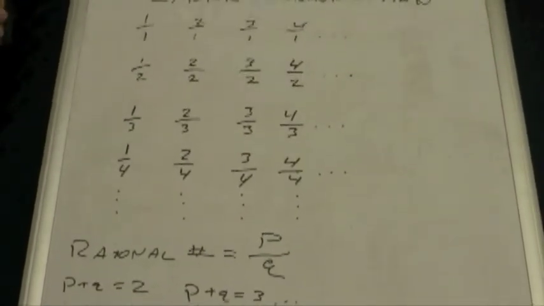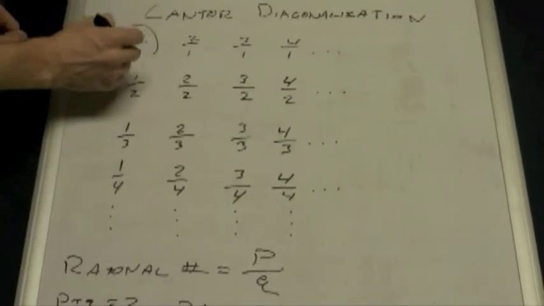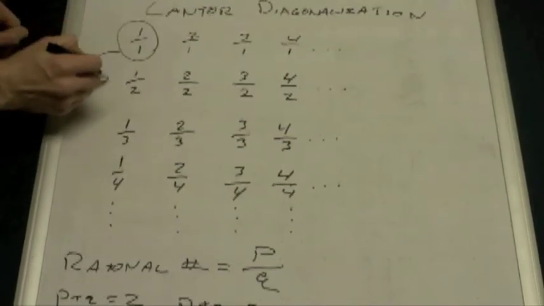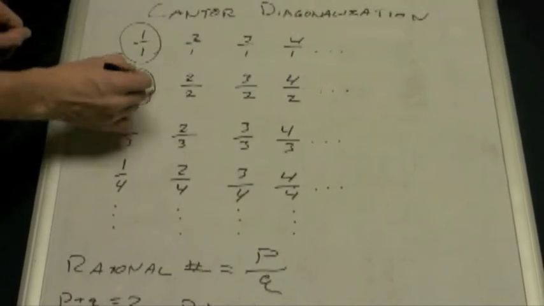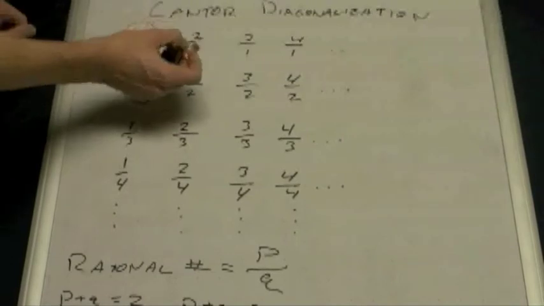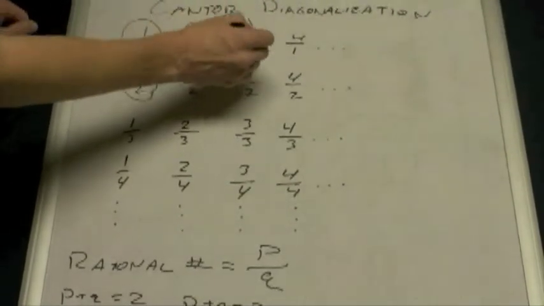And every time we reach a unique value, we're going to circle it. So since 1 over 1 is our first value, it's obviously unique, and we're going to circle it. Next, we'll move down, and we get to 1/2. We do not have a value of 1/2, so we'll circle it, and then continue to move up in a diagonal line. And then get to 2 over 1, circle it, move over, and continue in this pattern.